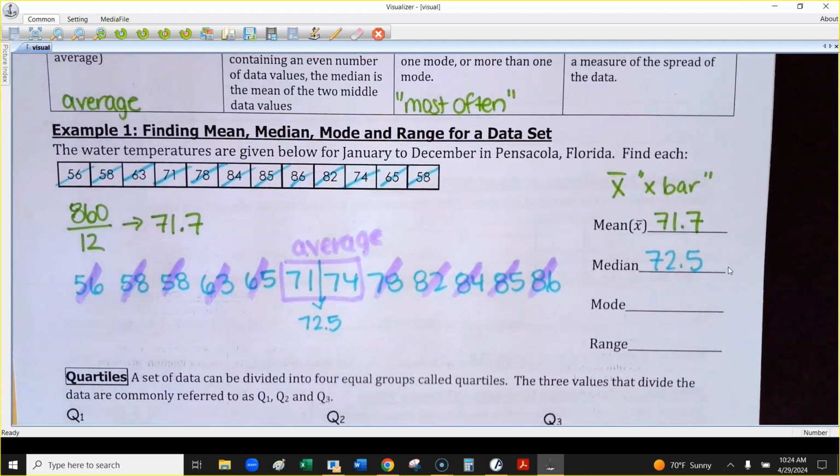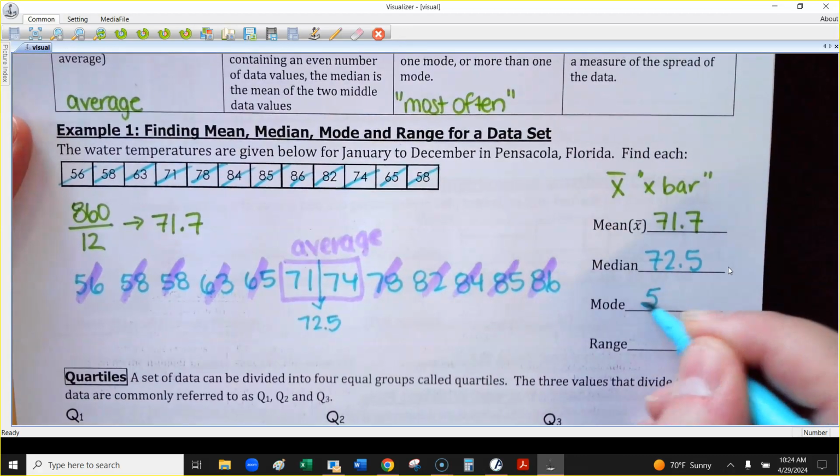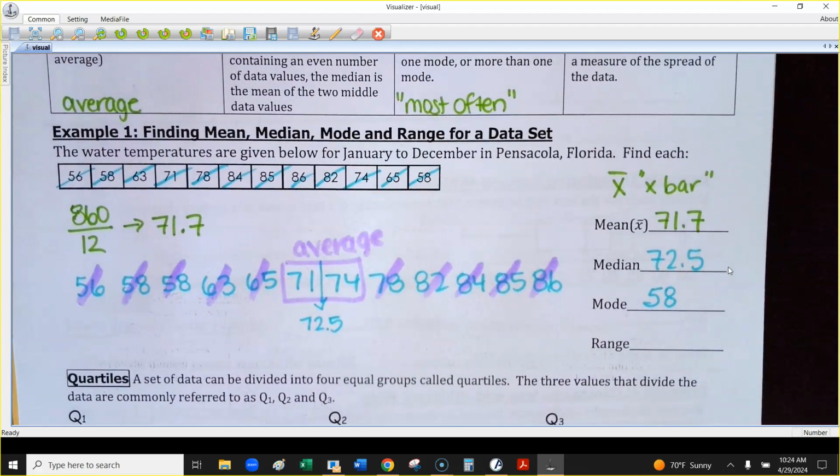And not every data set has a mode. It depends on what you have in front of you. Would you say that this data set has a mode? Okay, just checking. Yeah, 58 appears twice. There's two 58s. All the other numbers are just independent. They don't have any others.